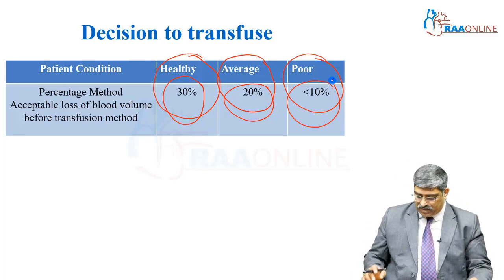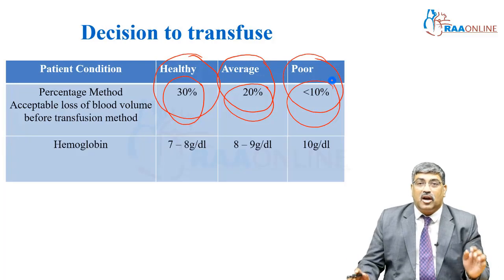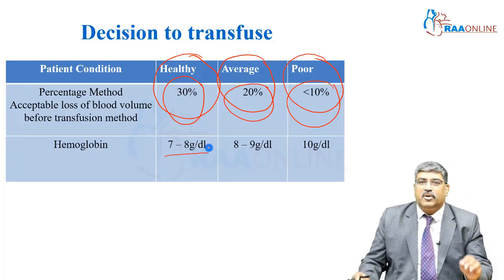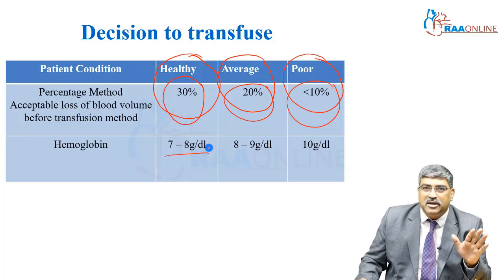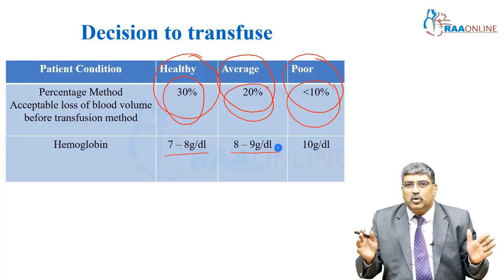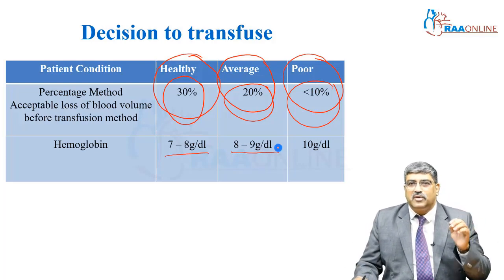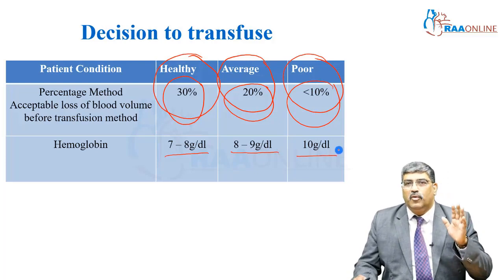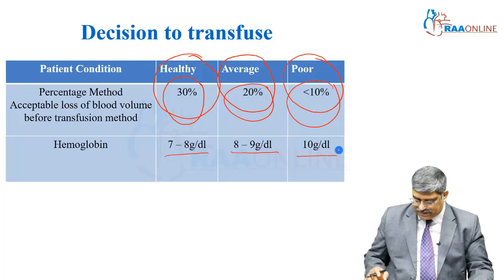With regard to hemoglobin, you go with less than 7 to 8 gram per deciliter in a healthy individual. In an average patient, that means the patient is having 2 to 3 comorbidities, you transfuse when you have hemoglobin of 8 to 9. In a poor, moribund patient, you go with less than 10 gram per deciliter.